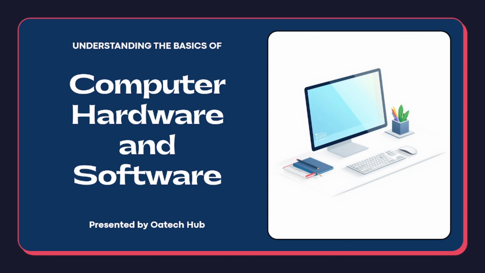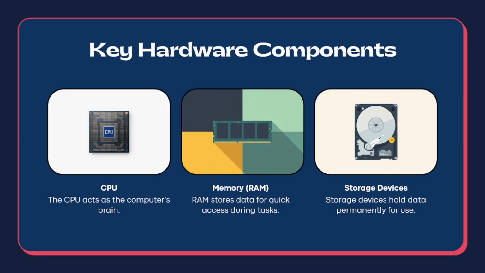For the processing device, we have the central processing unit, which we call the CPU. Yeah, I skipped one, which is the storage device. For storage devices, we have the hard disk, your flash drive, your memory card. So that is anything that can store information in a computer. So basically, we have these key hardware components. We have the CPU, the central processing unit, right? It acts as the computer's brain. Then we have the memory, which is the RAM, random access memory, which stores data for quick access during tasks. Now we have the storage devices, which hold data permanently for use.